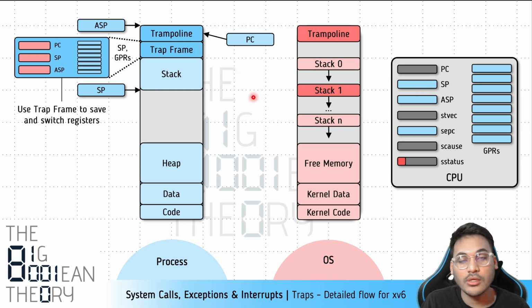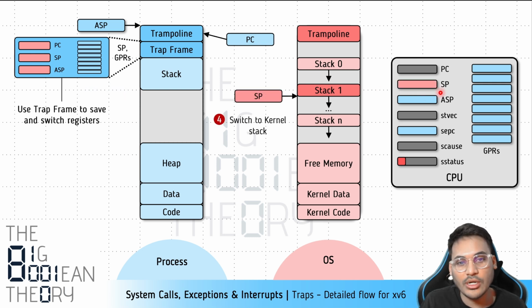Obviously, we are executing the trampoline code. The trampoline code first of all saved all of the registers, and now it has started switching the values to that of the kernel. So you can see the stack pointer has been changed, and now we have switched to a kernel stack. Next, we will change the value of the address space pointer.